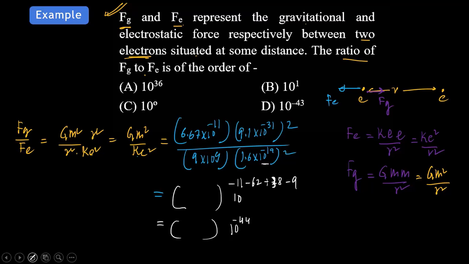Now come to the something part. Now what is something number written? It is 6.67 into 9.1 whole square. So here one 9 and the denominator another 9 will cancel out. So ultimately I am left with only 9. So 6.67.